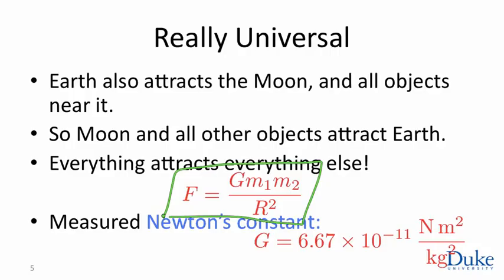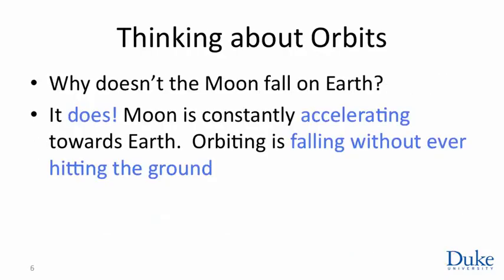So we found the deep underlying physics that we were looking for, or Newton found it, and we have gotten there. So let's think a little bit about orbits. The moon, as we said, has a force applied to it. The Earth is attracting the moon gravitationally. And one might ask, why does not the moon fall on Earth? And the answer is that the moon is falling on Earth.